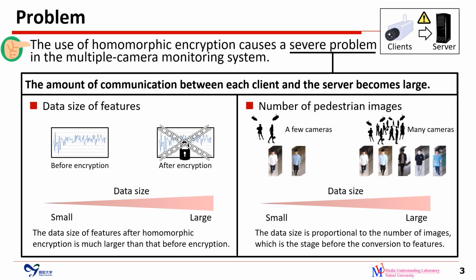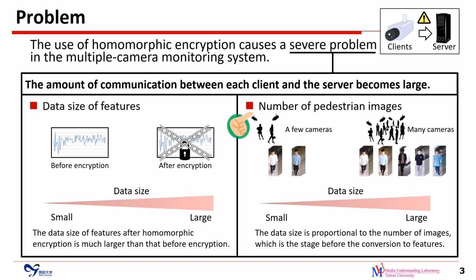The use of homomorphic encryption causes a severe problem in the multiple camera monitoring system. The amount of communication between each client and the server becomes very large. One factor is the data size of features. The data size of features after homomorphic encryption is much larger than that before encryption. So the amount of communication per feature increases.